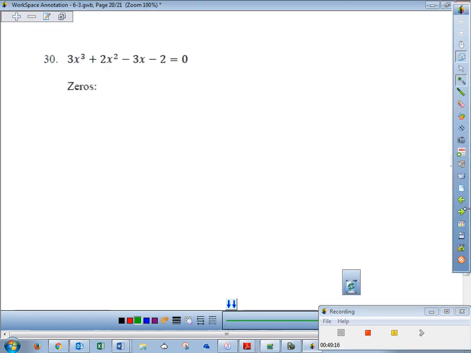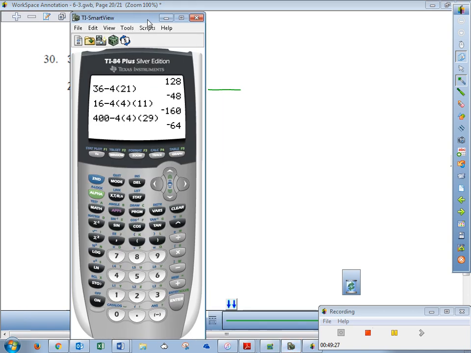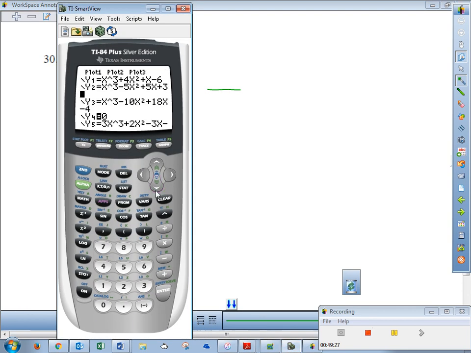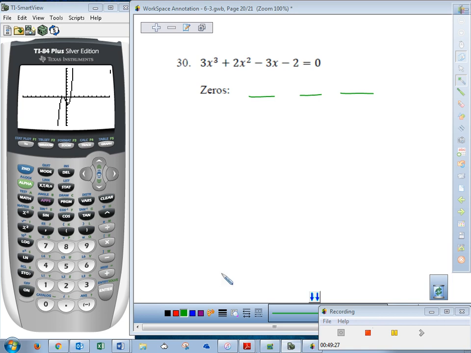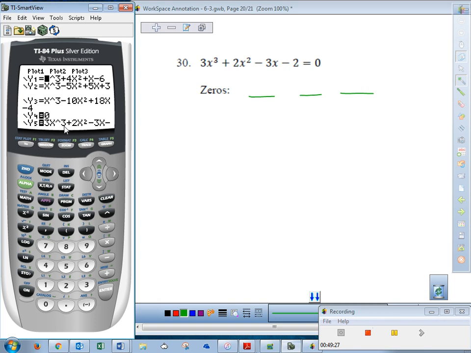One more. 30. Straight down from that. How many zeros possible? Trace. Let's graph it. That's right. 3x cubed is 2x squared minus 3x minus 2. Double check. Yes. Sweet. Looks like this.